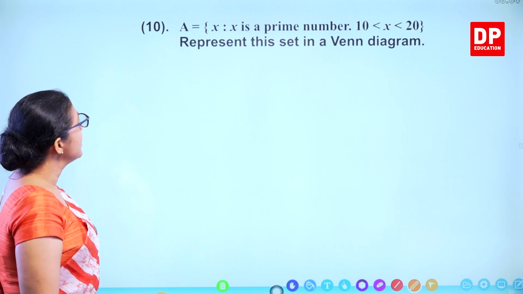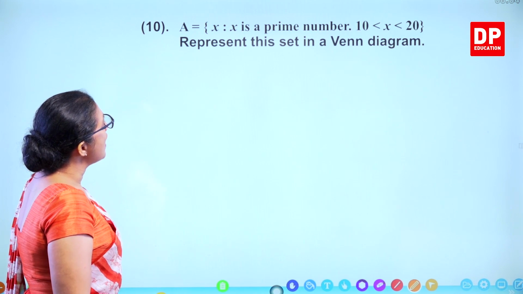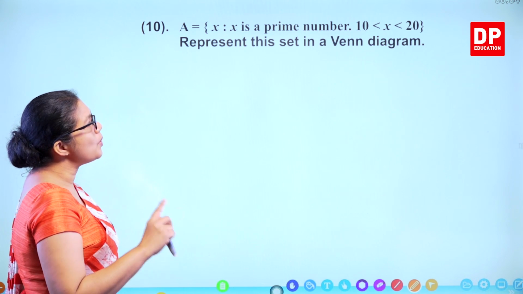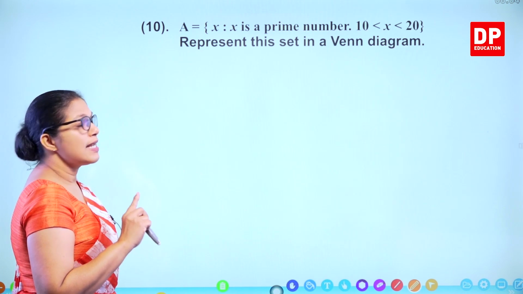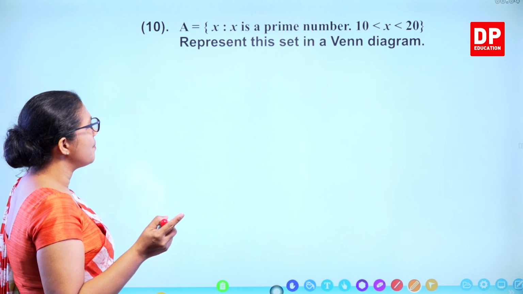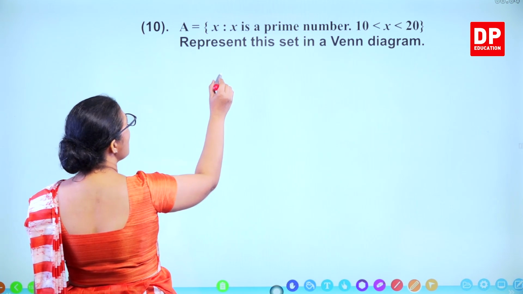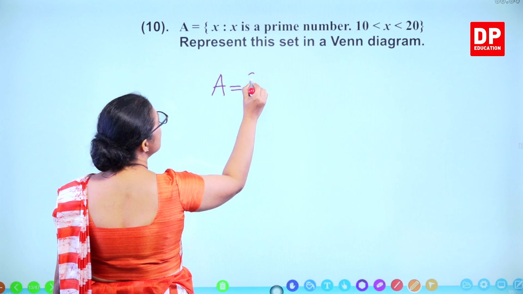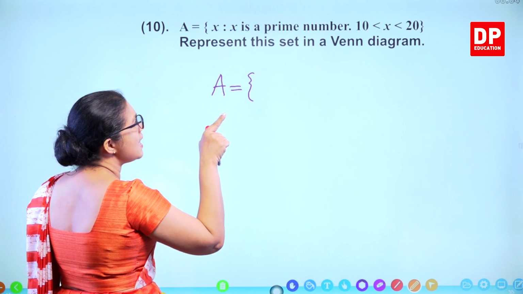Question number 10. A is given such that x is a prime number between 10 and 20. So 10 and 20 not included. Represent this set in a Venn diagram. So before that, we'll identify what are the elements. Prime numbers in between 10 and 20.